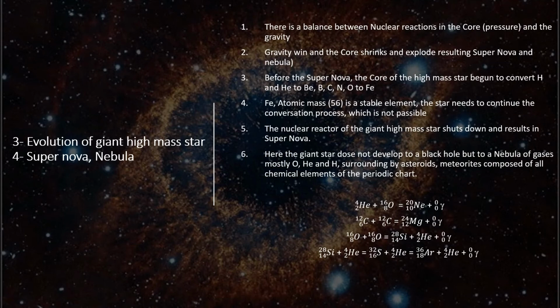So these fusion processes to make elements continue until they reach the most stable element in the universe, which is iron. Then an explosion happens to the giant high mass star, and the rest of the chemical elements appear due to that.